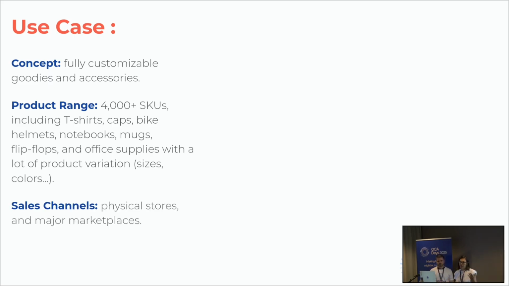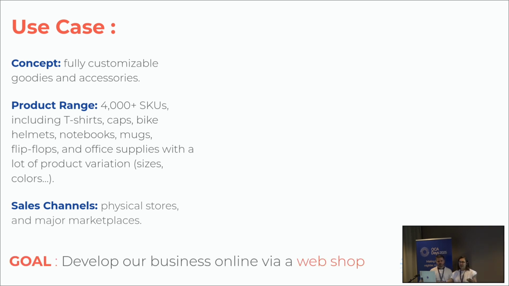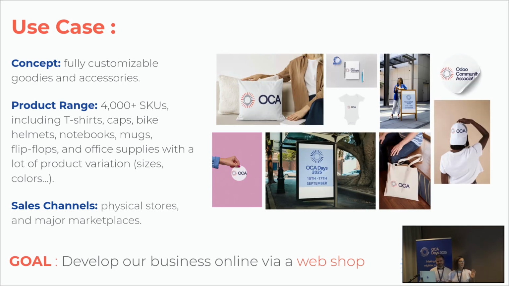We would like to have an online shop, but we would also like in the future to develop a physical store, to sell through major marketplaces or other. So our goal is to first start by developing a web shop or a business online. As Thibault and I are really open source enthusiasts, we would like to sell products that matter for the future, for society. We decided that we will sell beautiful OCA products and t-shirts. So here is our store, more or less our products.